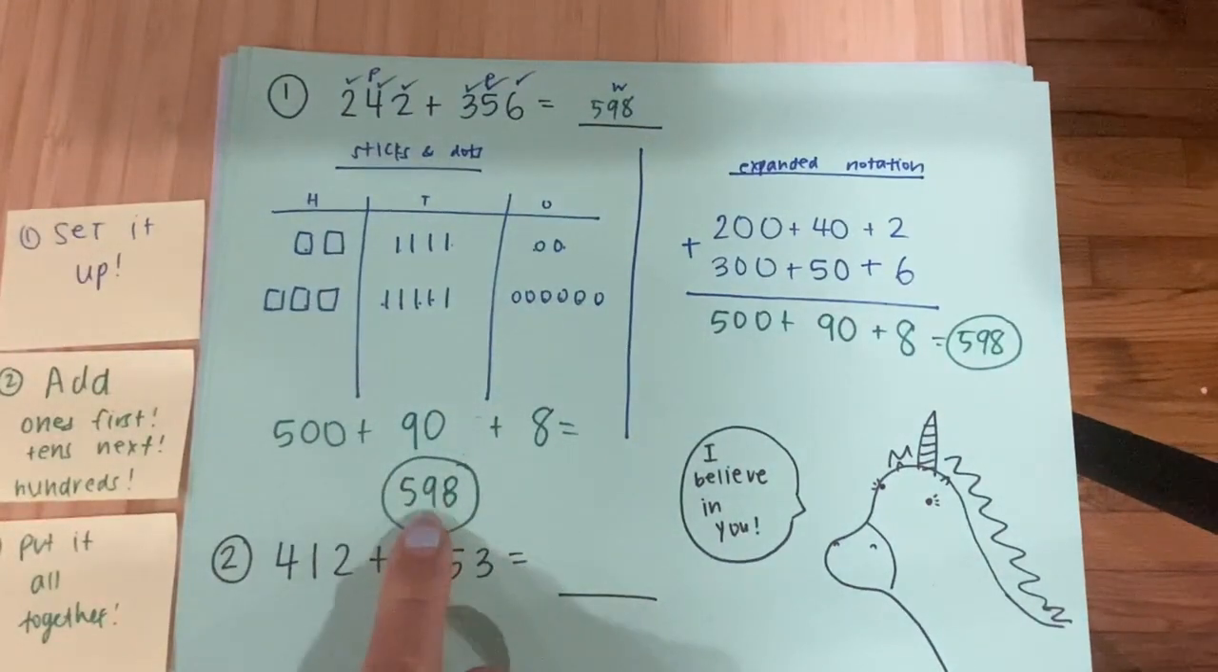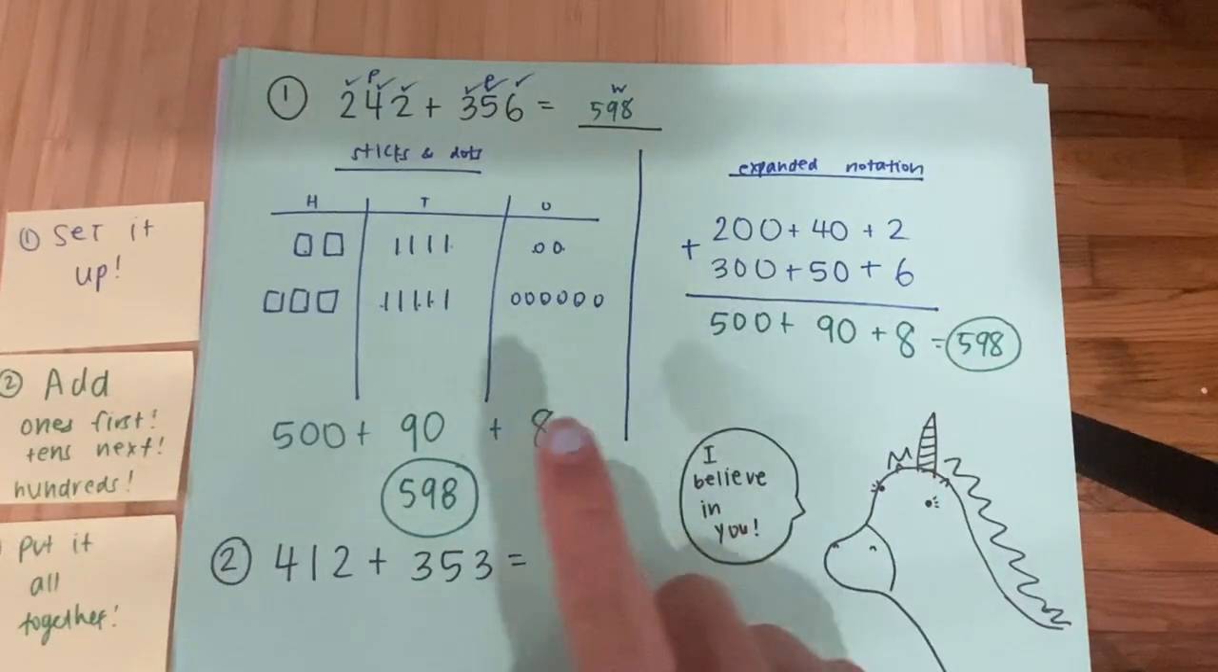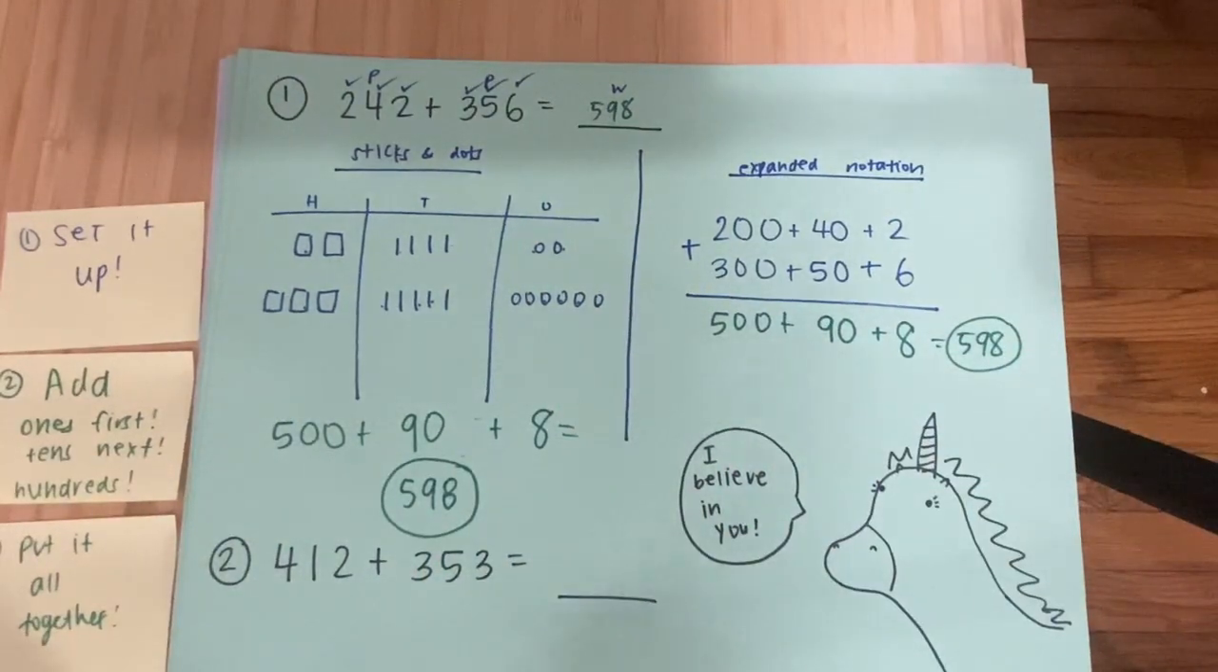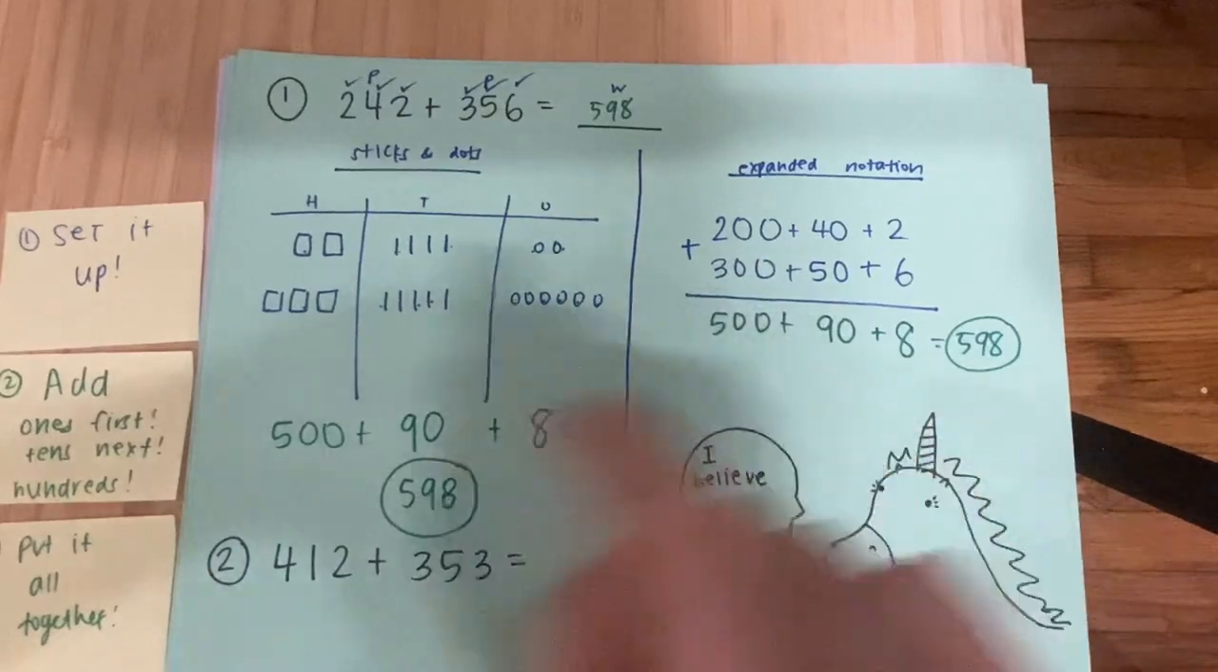Oh my goodness, when I solved using sticks and dots and when I solved using expanded notation, I got the same answer. Why did I get the same answer? You can tell a grown-up or you can tell Miss Kim right now in the video. Why did I get the same answer using sticks and dots and using expanded notation?